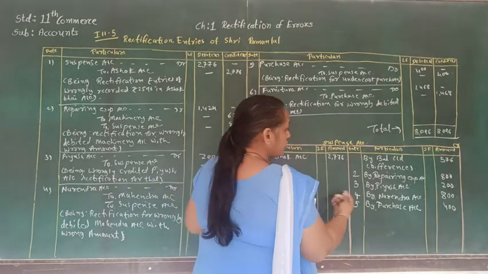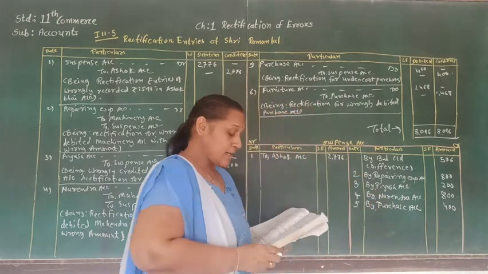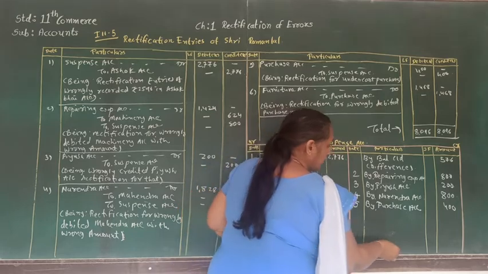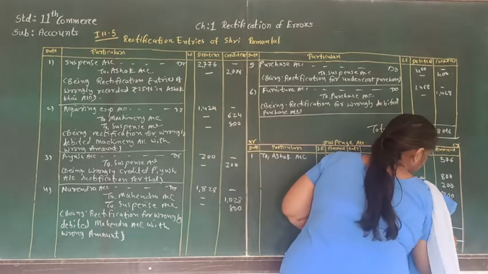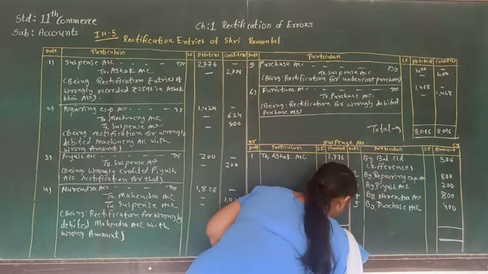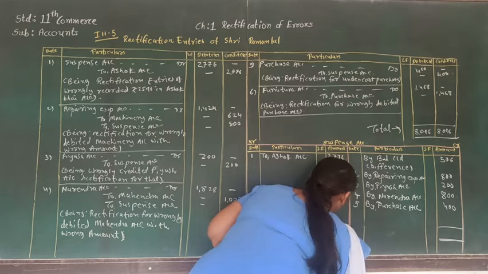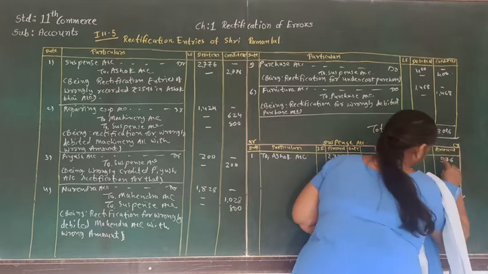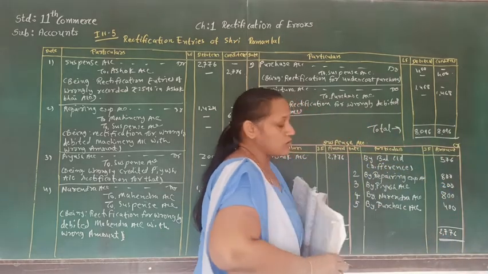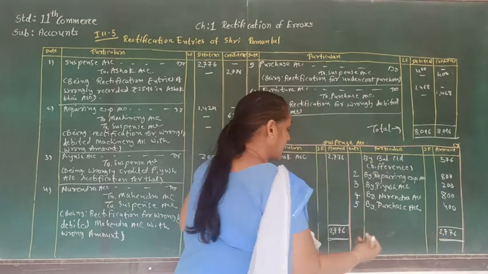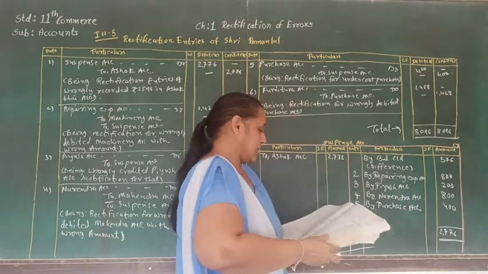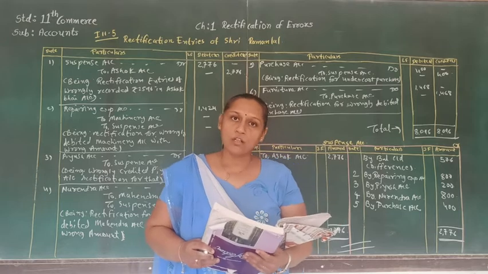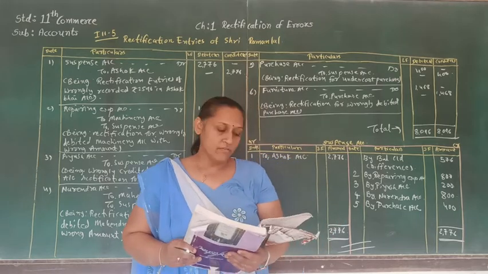So here if we make the total of both, it must tally, and then we can see that the suspense account is closed and all our mistakes have been rectified. 2776. If we make the total of this, it will be 2776, and here our suspense account is closed, and then we can see that we have found all the errors and rectified them.